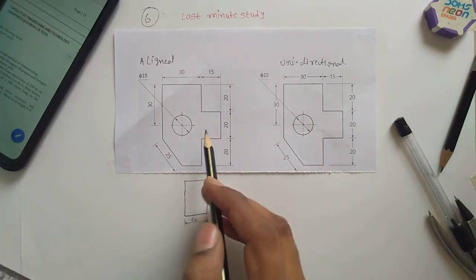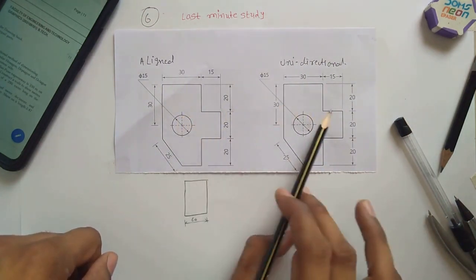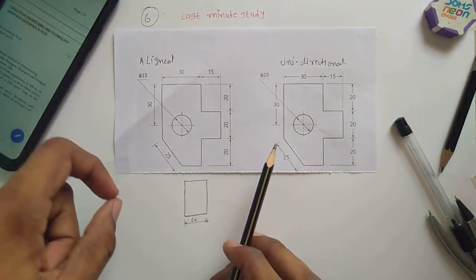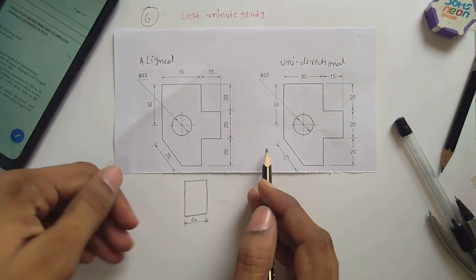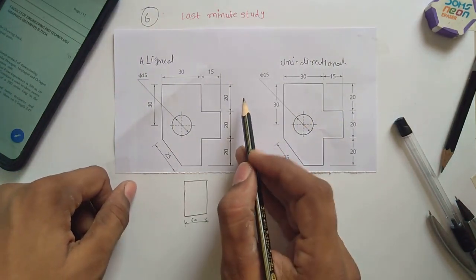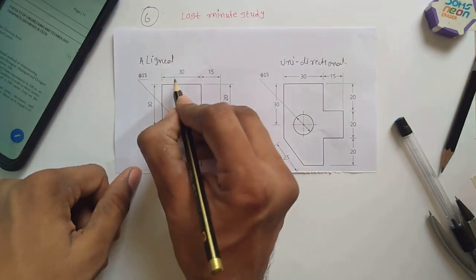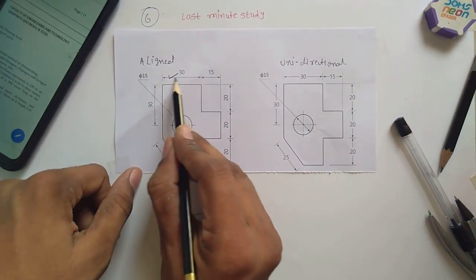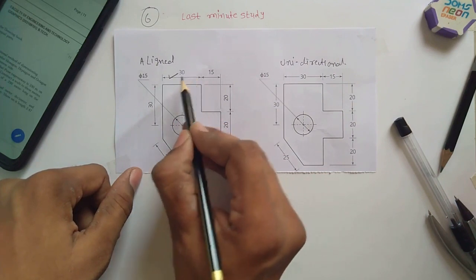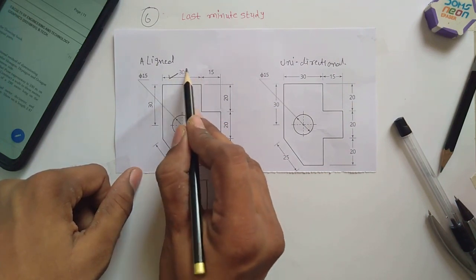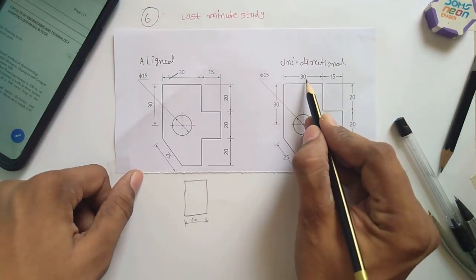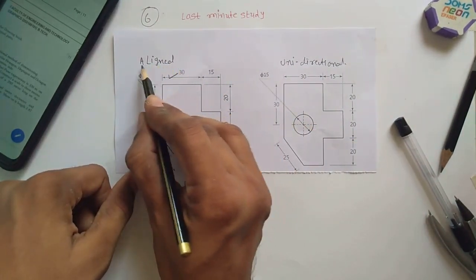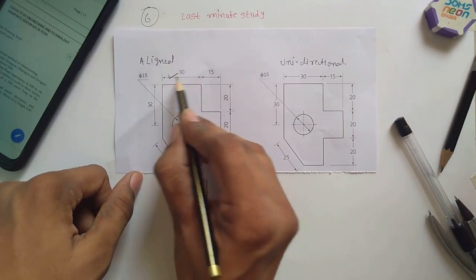So let's discuss. You can see there are two identical images with the same dimensions mentioned, but the structure of representing the dimension is different. Now I'll take one example of this 30. You can see this is a horizontal dimension and this distance is 30 mm, and 30 mm is mentioned over here as well, but the difference is in this aligned method. Aligned, that means with the line.